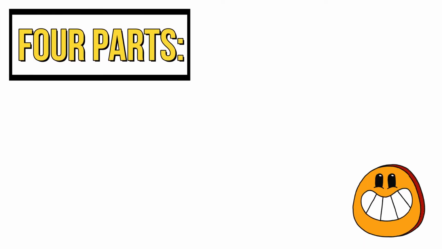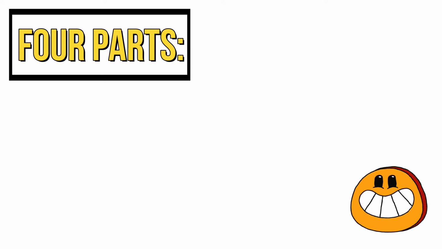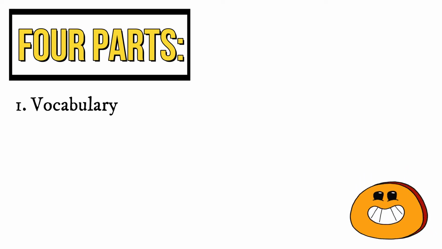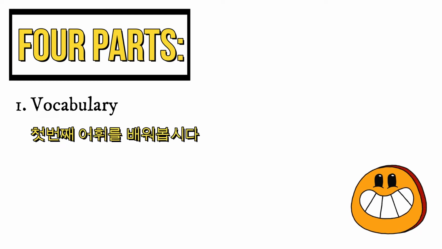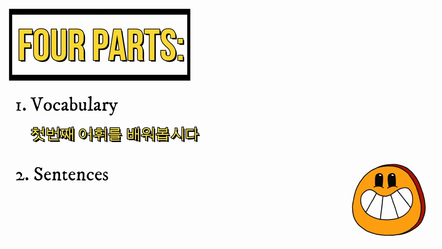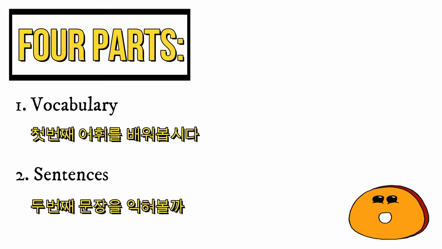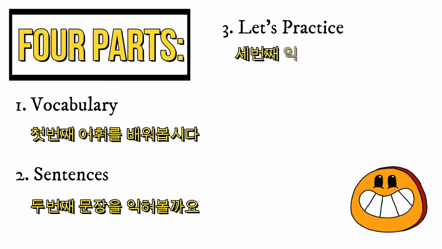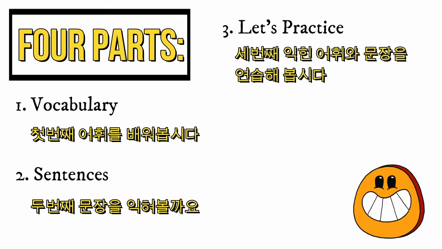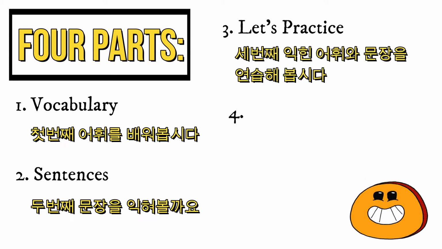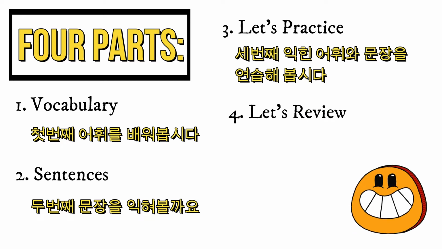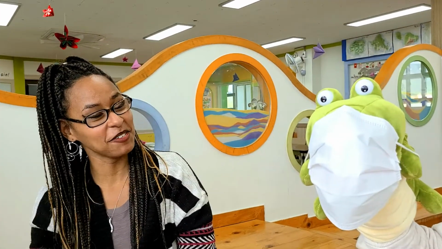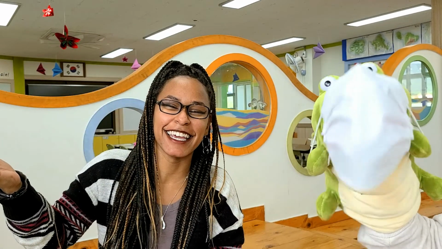There will be four parts. 네 가지 활동을 해볼까요? First, vocabulary. 첫 번째, 어휘를 배워봅시다. Second, sentences. 두 번째, 문장을 익혀볼까요? Third, let's practice. 세 번째, 익힌 어휘와 문장을 연습해봅시다. And fourth, let's review. 네 번째, 복습해봅시다. Are you ready? Let's get started!